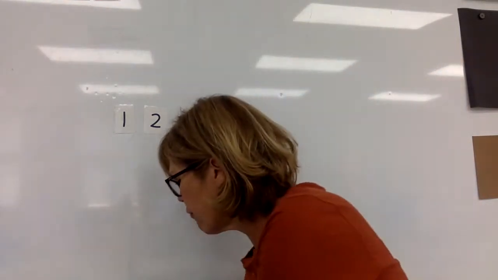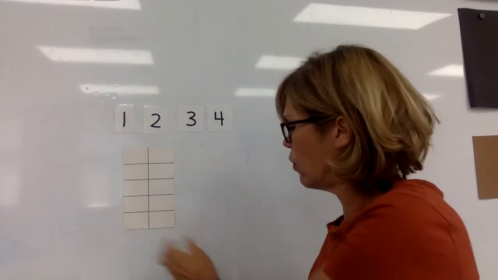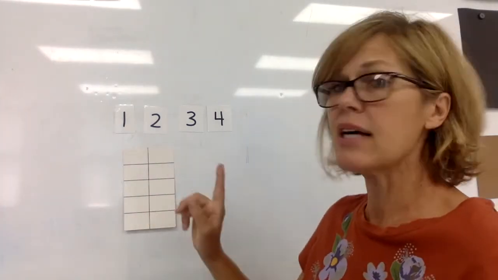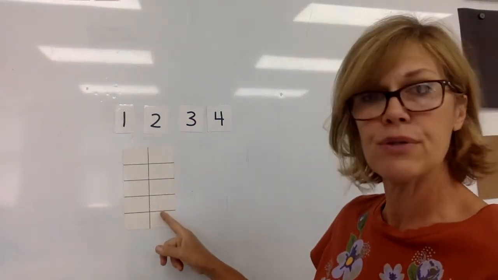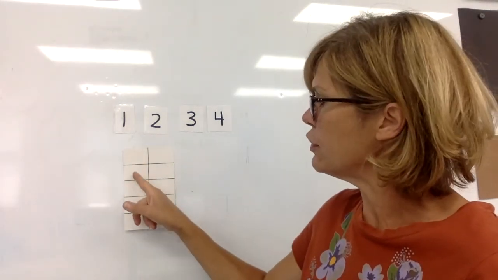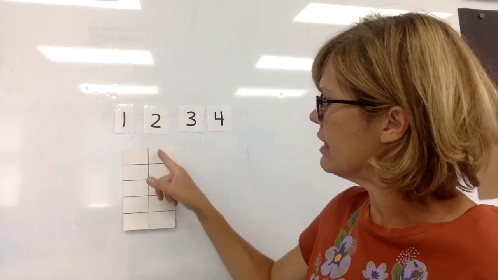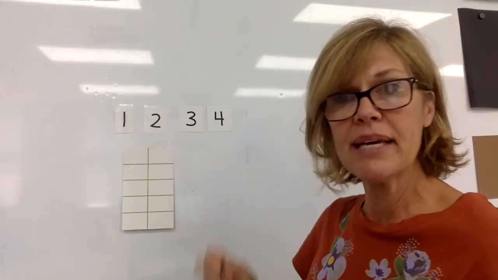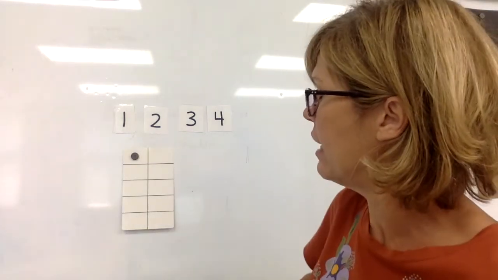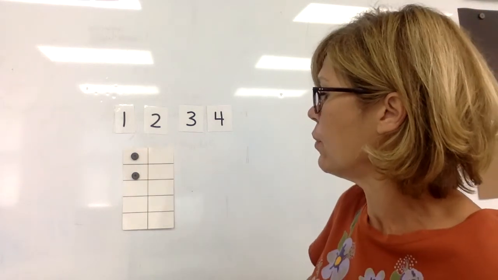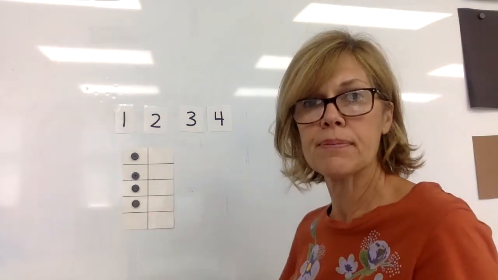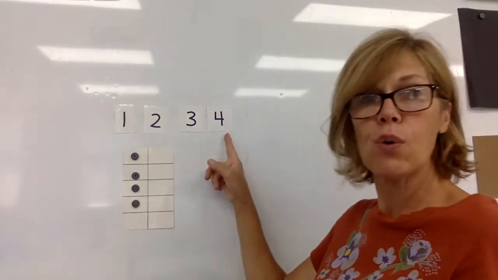If I use my 10 frame to show 4, this is a smaller 10 frame than I've been using, but it still has 10 rectangles. Let's count them to make sure. 1, 2, 3, 4, 5, 6, 7, 8, 9, 10. Yes, it still has 10. Help me count out 4 magnets. 1, 2, 3, 4. That's the number 4.